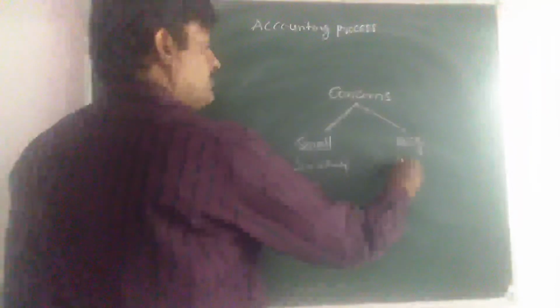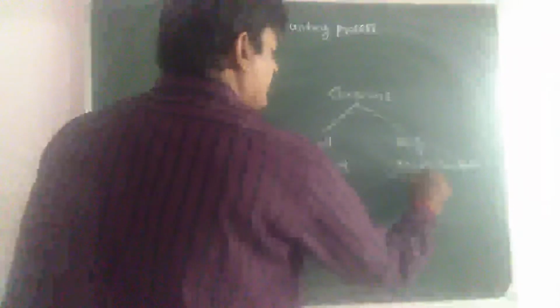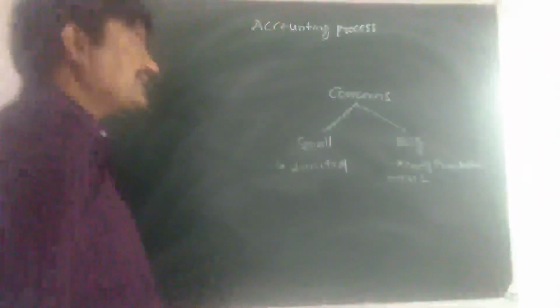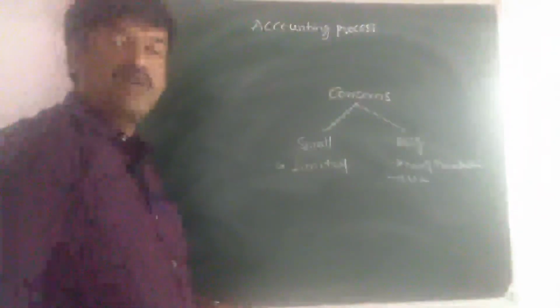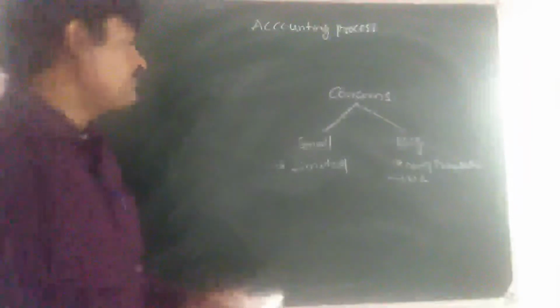Whereas in case of big business concern, a number of transactions, unlimited transactions occur in the day-to-day life of the business. Such type of business unit is called big business unit. Now I am taking the first one, small business unit. Accounting process of small business unit.